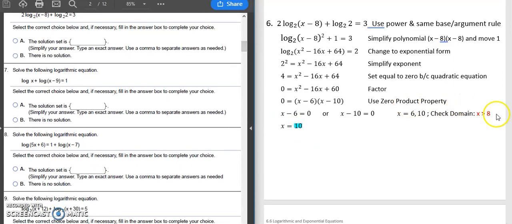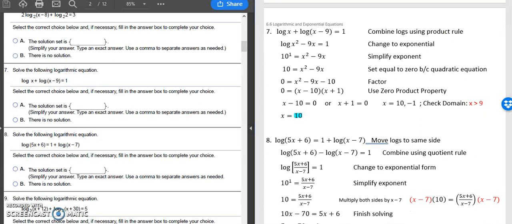Number 7, we're solving another logarithmic equation. We have log of x plus log of x minus 9 equals 1. So we're using common logs in this situation. We want to combine the logs over here on the left side using the product rule. We'll do x times x minus 9. We'll end up with log of x squared minus 9x equals 1.